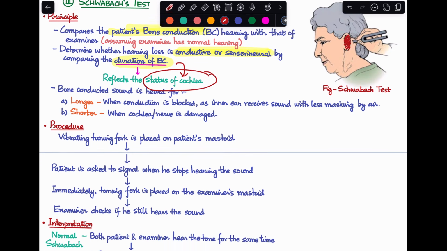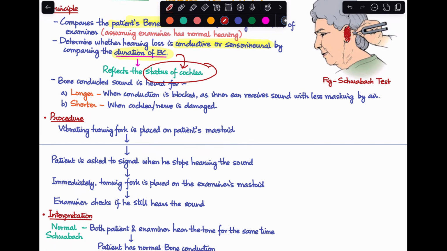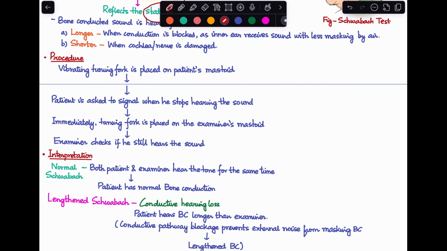Now, let's look at this examination first. What we'll do here is take a vibrating tuning fork and place it on the mastoid process of the patient. And we'll tell the patient to signal us when he stops hearing the sound. The moment he stops hearing the sound, immediately we'll place the tuning fork on the examiner's mastoid. And then the examiner will check whether they are still able to hear the sound or not. Now, we'll compare this duration with that of the patient.